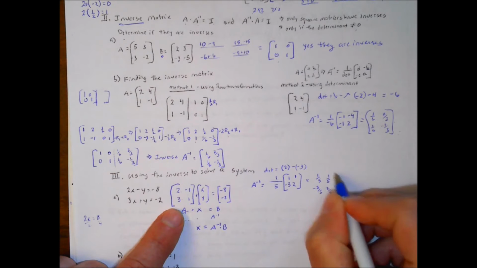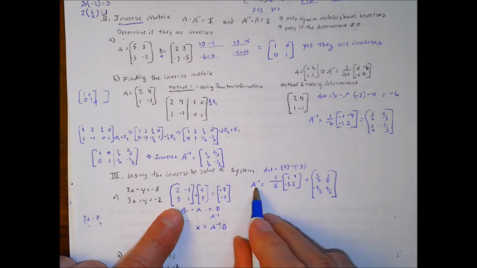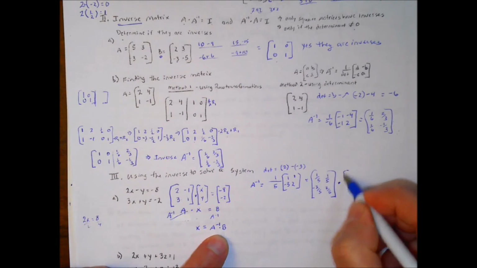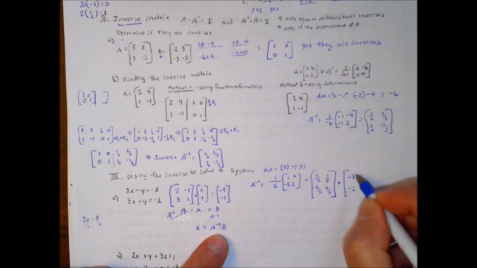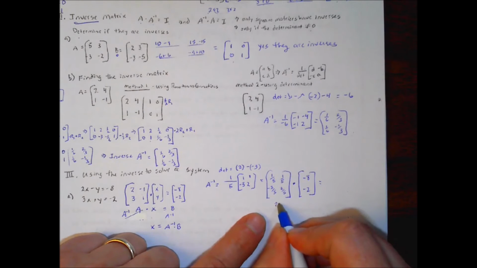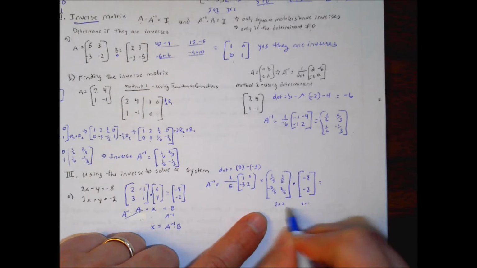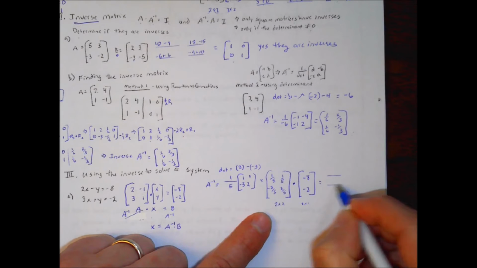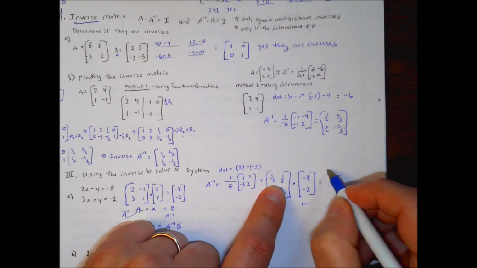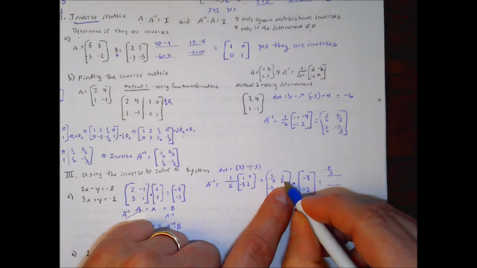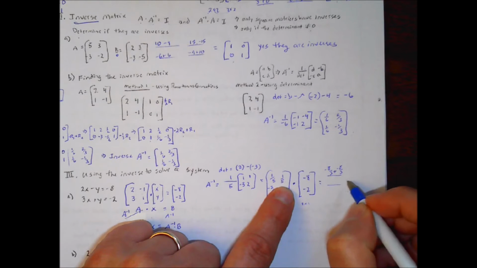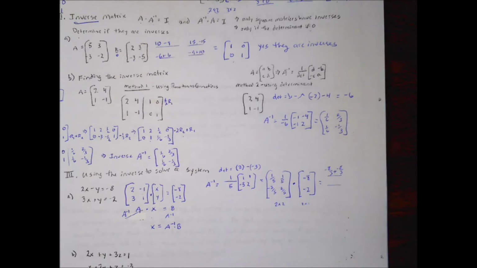Okay, now I have to multiply it by this B. So when I multiply those together, this is a 2 by 2, this is a 2 by 1. My answer is going to be a 2 by 1, right? Okay, so first row, first column. So that times that is negative 8/5. Okay, I didn't do my multiplication correct there, did I?